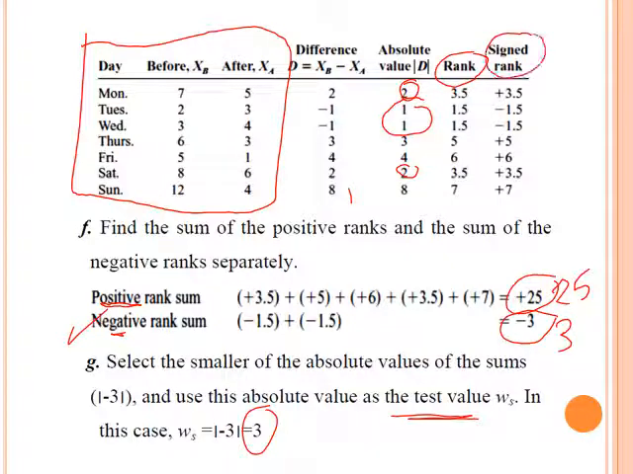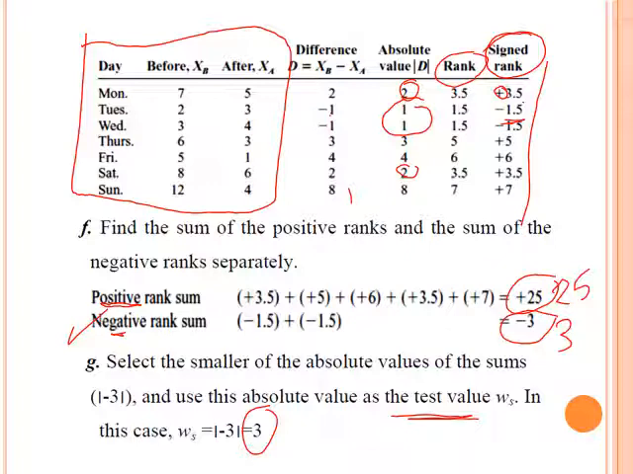So then we will make a column that's signed rank. Signed rank is the sign of the difference. Here, the difference was positive, so take it positive. The difference negative, take it negative, and so on. In the signed ranks, we have values that are positive and values that are negative.